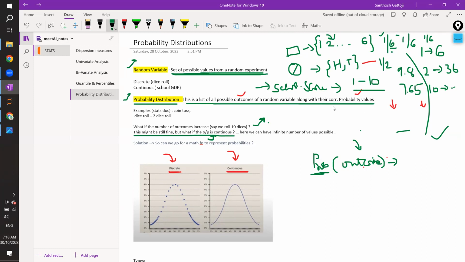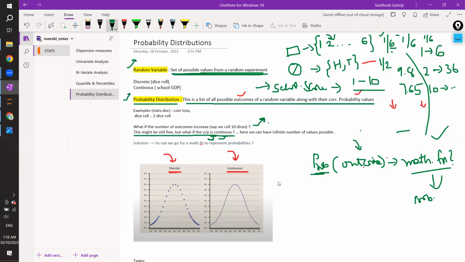But here we understood that if the count is increasing, or if it is becoming continuous, it is difficult for us to directly tell the probability. So what will be the next solution? Maths will be the next solution. Anywhere, if you are facing any situation and if there is some pattern, obviously maths will be the solution. So here, can we have some mathematical function which can give us the probabilities of the random variable?